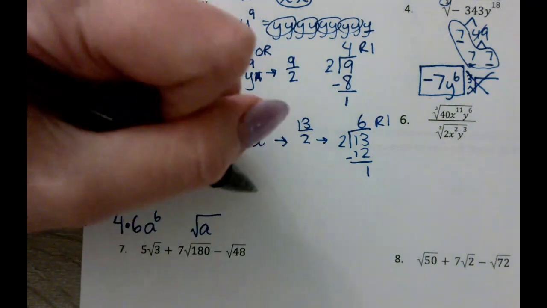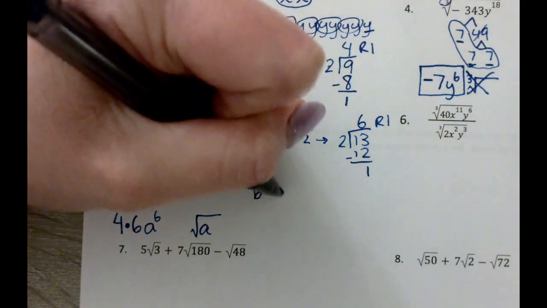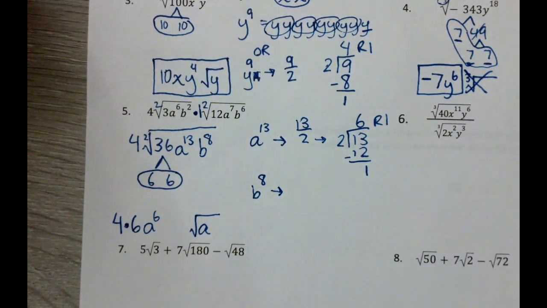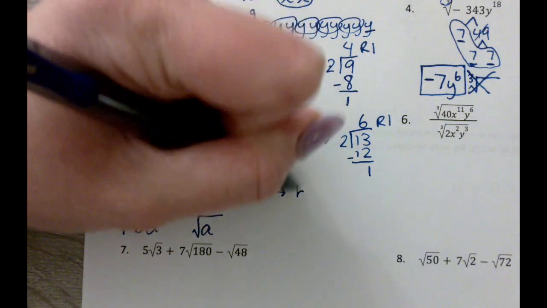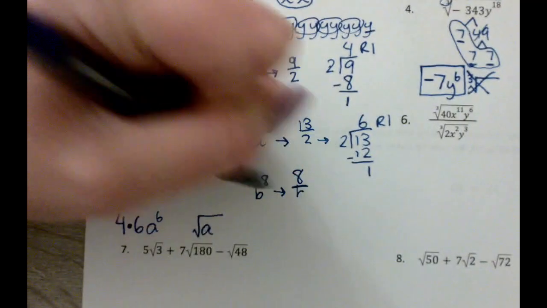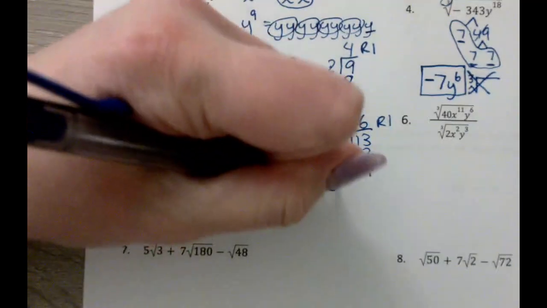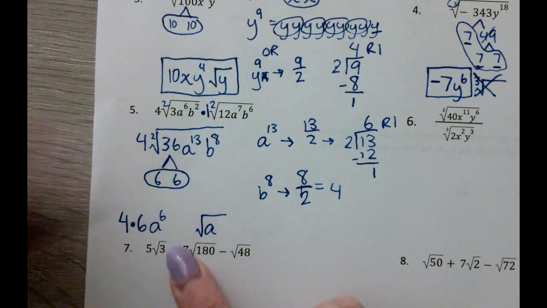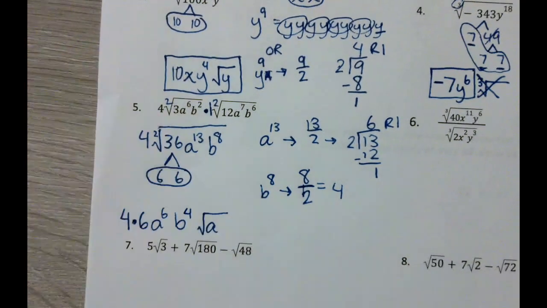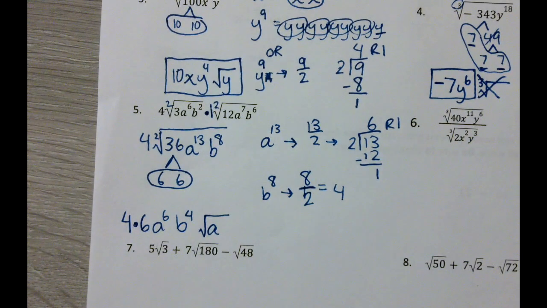Now the B's. B to the 8th. Again, if you want to write out 8 B's, that's not too bad. You can do that. Remember, we're dividing these 8 B's into groups of 2. Hopefully you recognize, oh, that's just 4. 8 divided by 2 is 4. So that means we have 4 B's, no remainder. So 4 B's come out. So we have B to the 4th out here. No B's under the radical. We were able to group them all together.